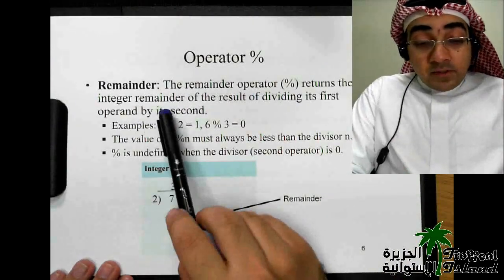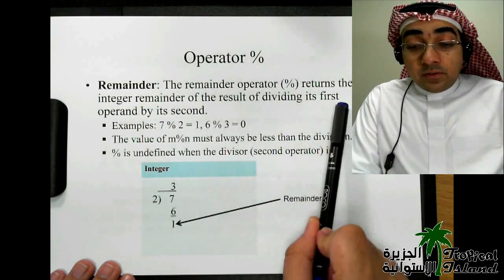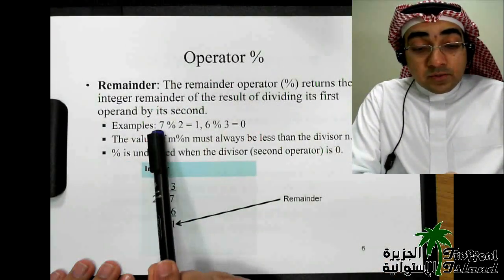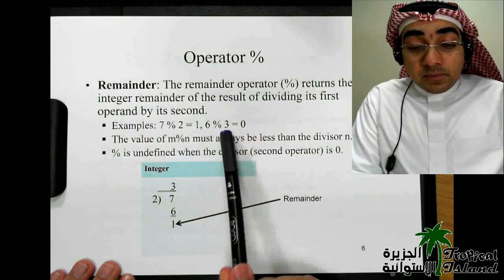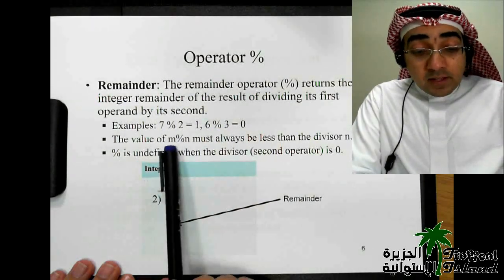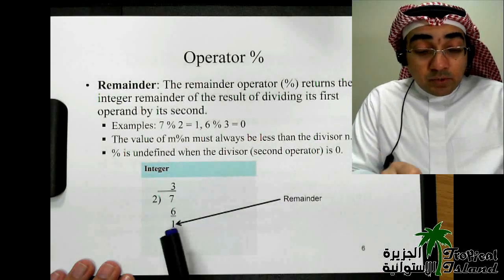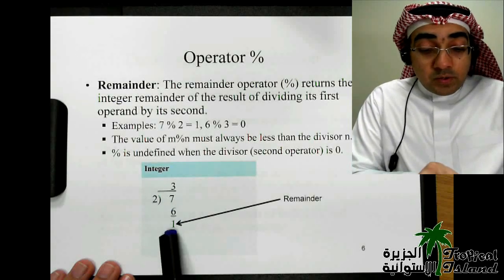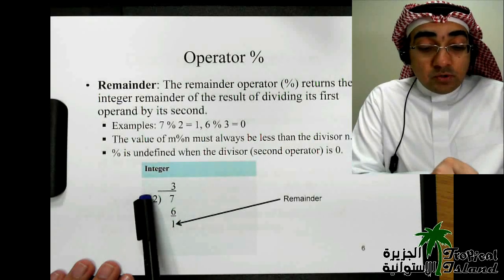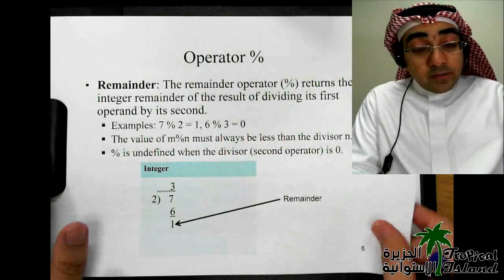Now the remainder operator returns the integer remainder of the result of division of its first operand by the second. So 7 remainder 2 is 1, and 6 remainder 3 is 0. Why? Because 6 is completely divisible by 3. The value of m remainder n must always be less than the divisor n. Very important. So when you do a division, whatever is left over that cannot be divided by the divisor is called the remainder.